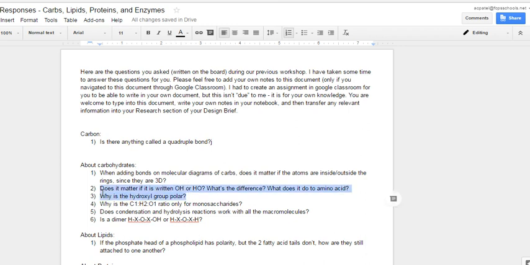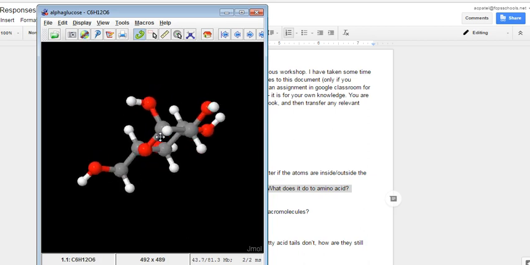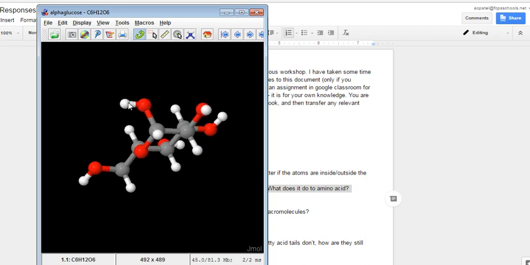Why is the hydroxyl group polar? Well, the hydroxyl group, just to remind you, is the OH, right? So it's this O connected to this hydrogen, this oxygen and hydrogen. That's a hydroxyl group, and just like in water, this oxygen has a higher electronegativity. It therefore attracts more electrons, and therefore if you wanted to put a little negative symbol next to this oxygen, you could have one of those.